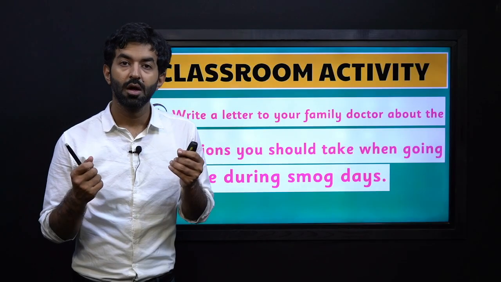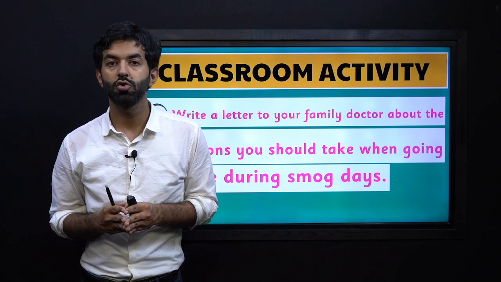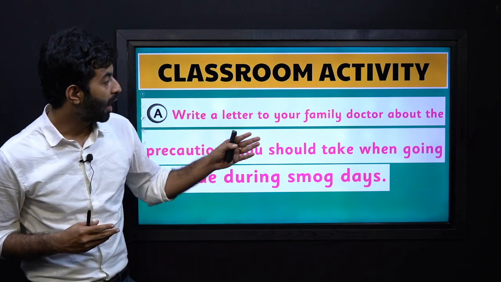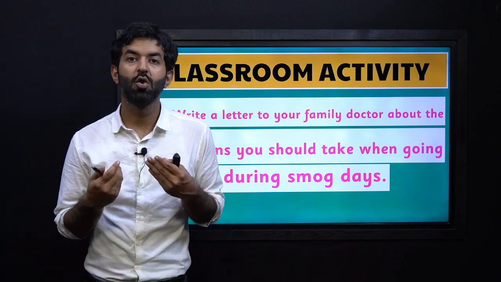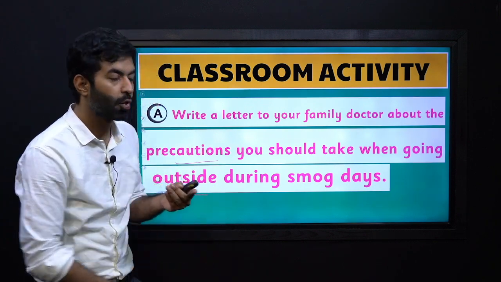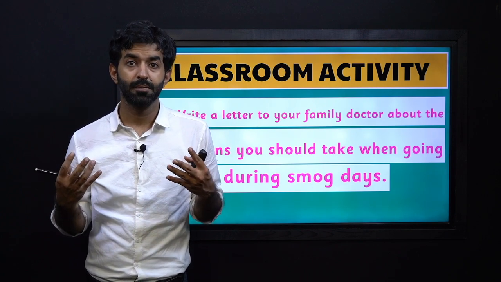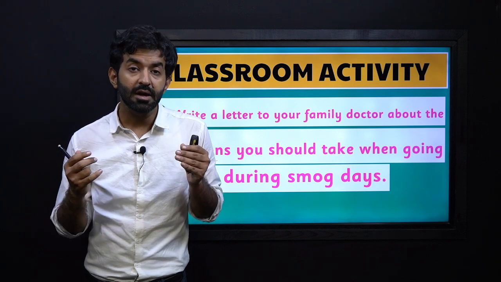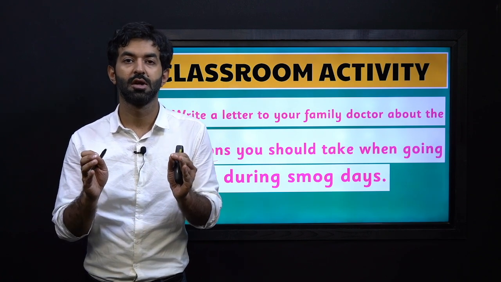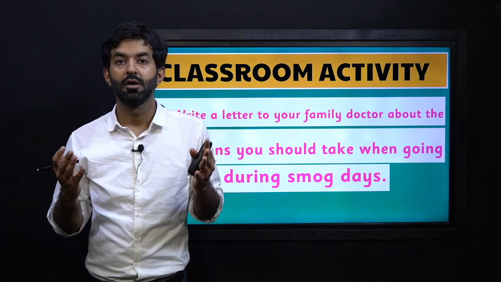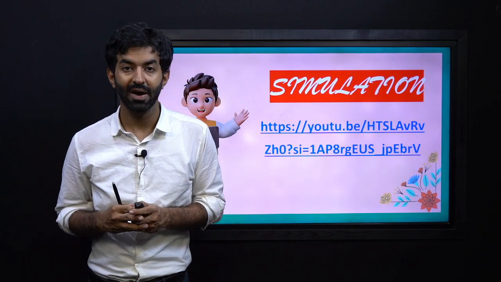Now, students, now that you are aware of writing an informal letter, write a letter to your family doctor about the precautions, the rules that you should follow and take when going outside during the smog days. Now, smog is the mixture of smoke and gas and smoke and fog, and it is very dangerous for our health. So ask your doctor what are the precautions that you should be taking. So write this letter following the full block format. Here is a simulation link for additional information.